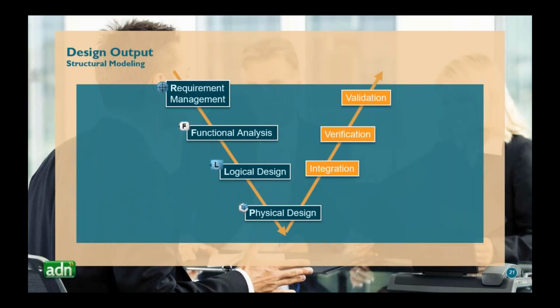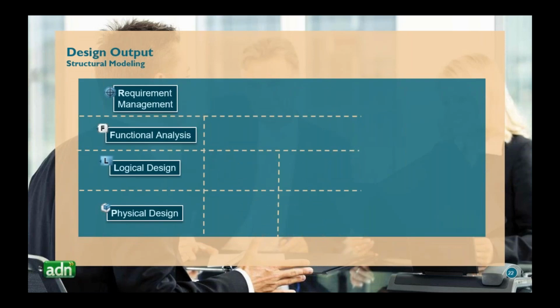Our journey starts with a classic V-cycle with the requirement management task, functionality analysis task, logical design task, and physical design for the engineering phase, the product development, and then the integration, verification, and validation for the implementation phase. It's a top-down development process that provides a strong product, and the PLM makes it easier to achieve. And I'm gonna show you how.